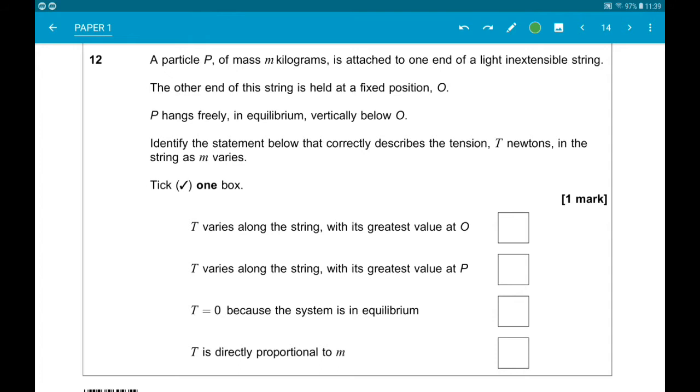Third one, T is 0 because the system is in equilibrium. No, T is keeping the particle up. So it must be the last one. T is directly proportional to m. Of course it is. As the mass of the particle varies, it takes a bigger upward force, which is tension, to keep the particle up. So that's all done.